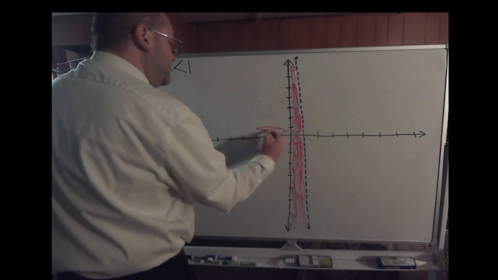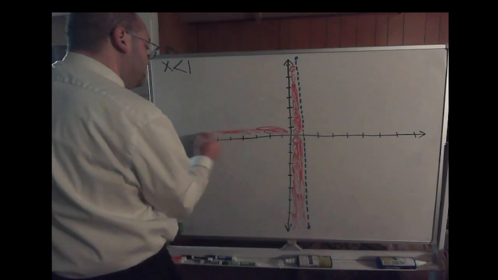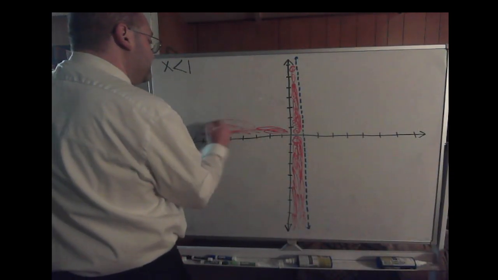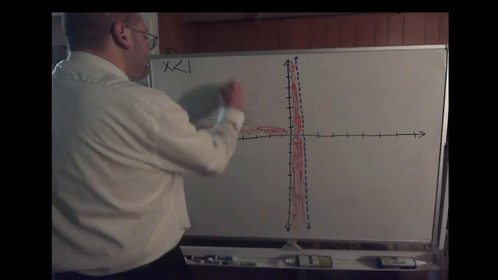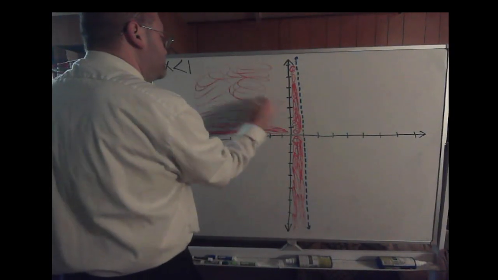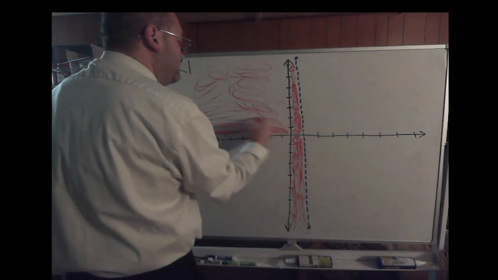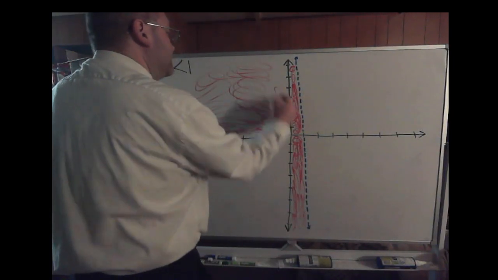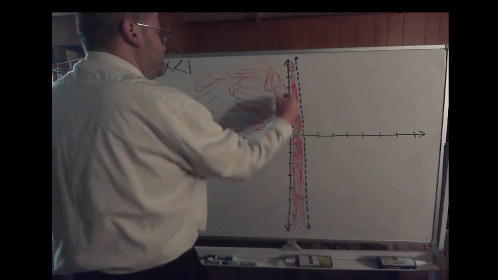Then you'll just shade the entire second and third quadrant. I'm just kind of pseudo shading it. You'll be able to see that the entire thing is going to be shaded to the left here.